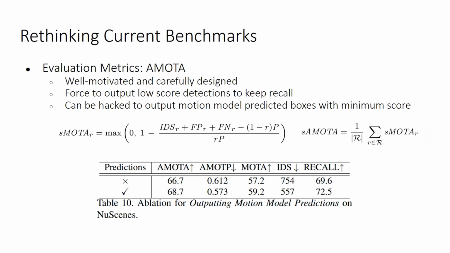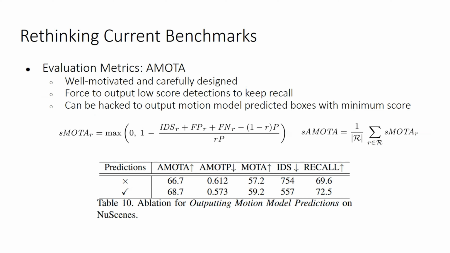Okay, so these are the three best practices we found in the current system. And the second thing I want to mention is that for the evaluation metric, AMOTA is indeed well motivated and carefully designed. But we find one issue is that we are forced to output the low score detections to keep the record. So we can easily hack that.